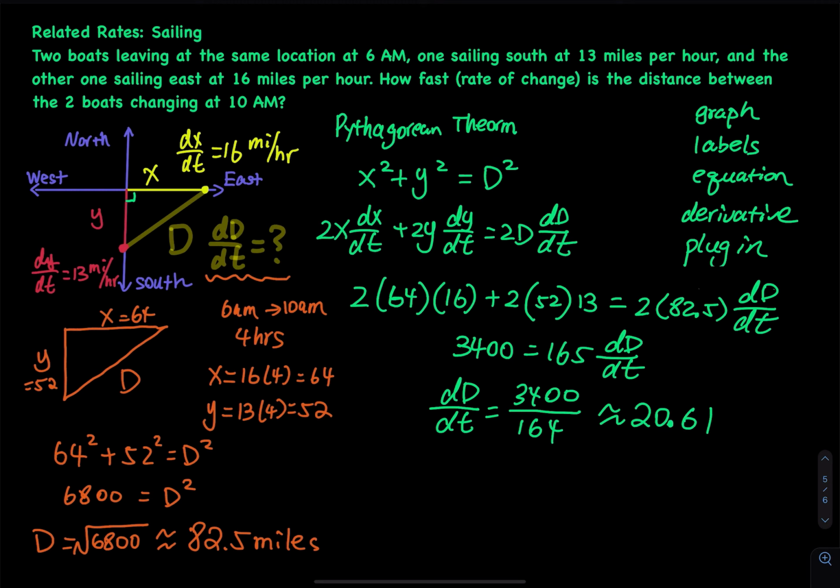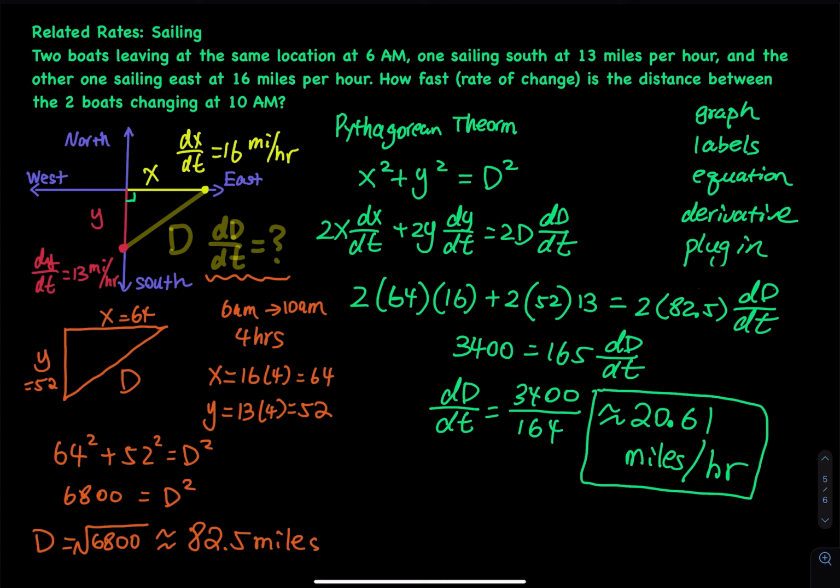The number of decimal places you use, you have to read the problem and find out how many digits they want. So 20.61 miles per hour. So one is going to the south and one going to the east. At 4 hours later, we can find out that the distance between these two boats is changing at 20.61 miles per hour.